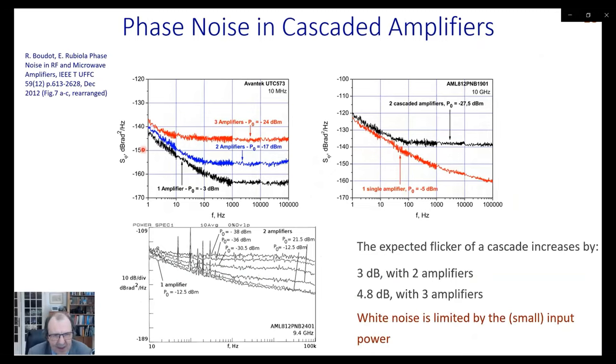When we cascade the amplifiers, something weird happens. The idea that the flicker noise is independent of carrier power has an important implication. You have two amplifiers, you swap them, and you get the same phase noise. You cascade two equal amplifiers, and you get twice the phase noise. You cascade three amplifiers, you get three times the noise of one amplifier, and the signal level doesn't affect this, or affects this very little.